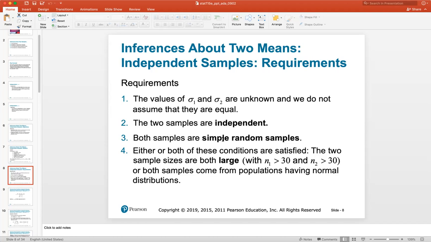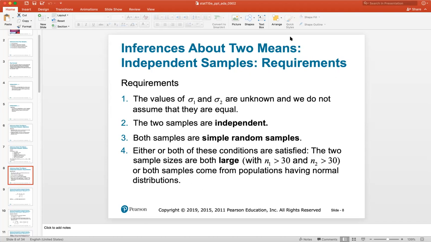Both samples are simple random samples, and either or both of these conditions are satisfied: the two sample sizes are both large, so that we can apply the central limit theorem, or both samples come from populations having normal distributions.